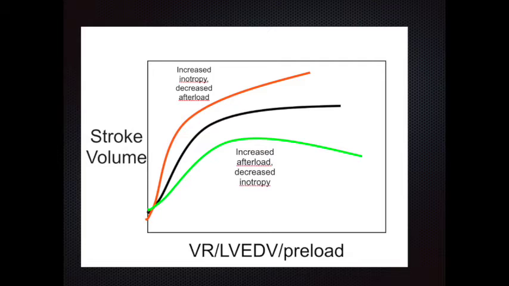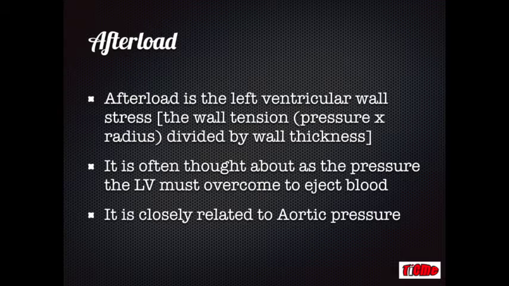Remember that preload is essentially the left ventricular end diastolic volume, and that is almost the same as the venous return, which comes back into the right heart. In a normal functioning heart, we have minimal LV afterload. What's afterload? It's the left ventricular wall stress. What is wall stress? It's the wall tension, which is a product of pressure and radius, divided by the thickness of the wall. This is really important for later. Remember that a thicker wall will actually drop your afterload.